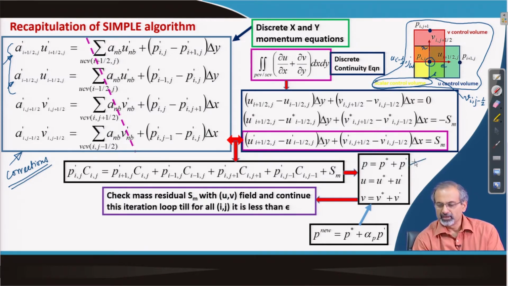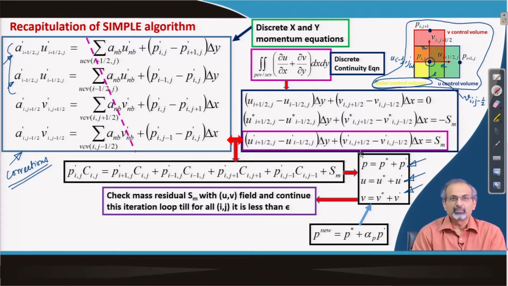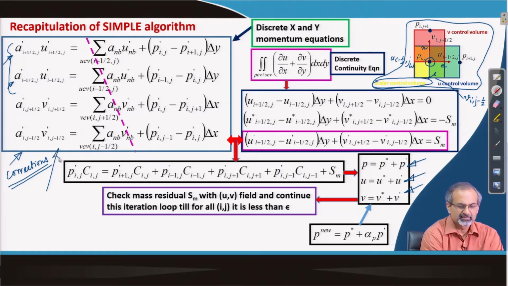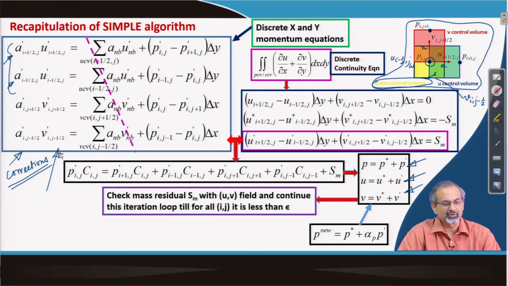So, we recall that we defined the correct values of pressure and velocity fields without any superscript, and they were expressed as a summation of the guessed quantities, which were in the form of star quantities, and the corrections, which were in the form of dashed quantities. So, we wrote down the momentum equations both for the correct fields and the guessed fields, and then we subtracted to come up with these equations expressing the velocities in their correction form.